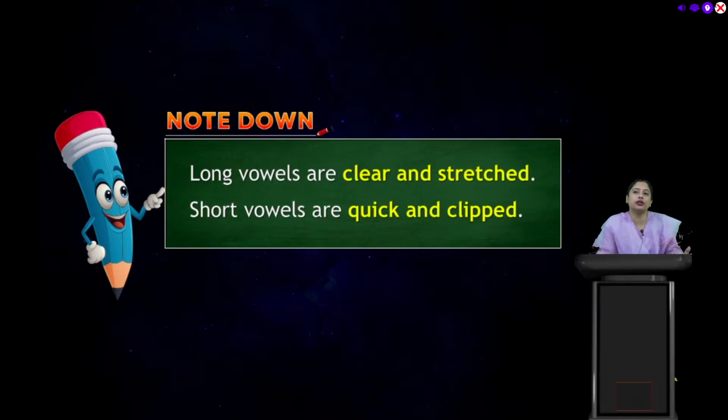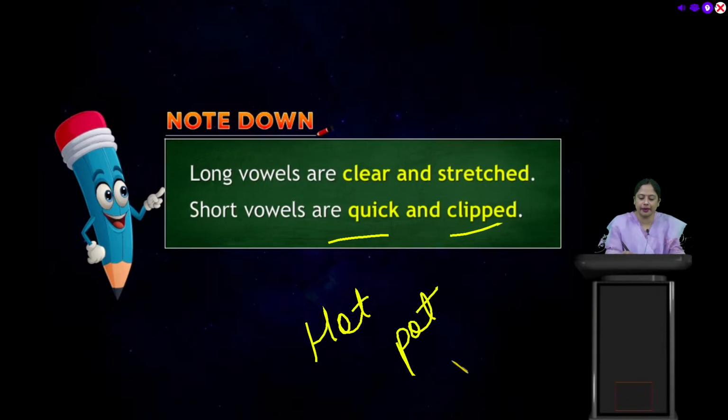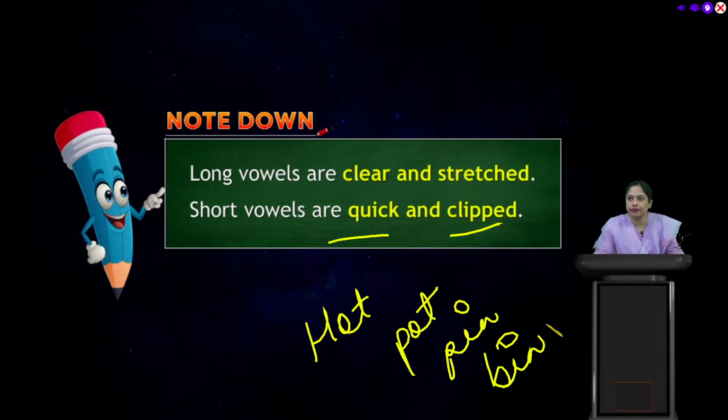We learned that the longer vowels, like the longer I, the longer O, they are clear and stretched. Whereas the short vowels like pit, the short I sound, or the short E sound, the short O sound, as in hot, they are quick and clipped. So short vowels are quick and clipped, like pin, bin, hot, pot, pill. They are quick and clipped.